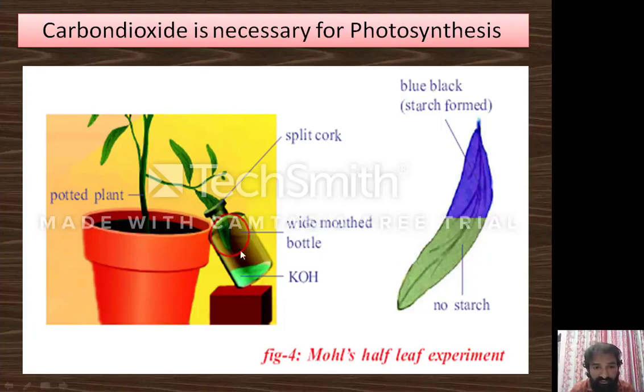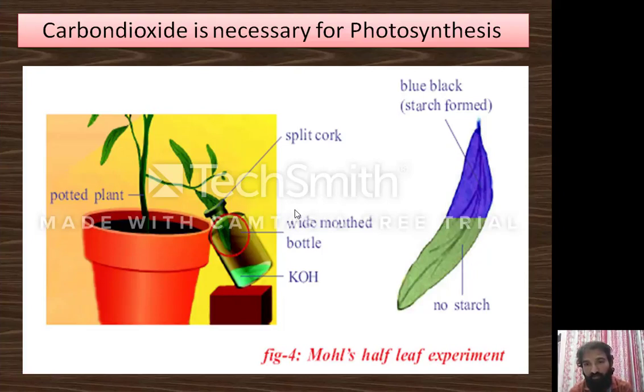Now we take this leaf and place it in hot water, then take it with forceps and place it in methylated spirit in a boiling tube placed in a hot water bath. What will happen? The leaf loses its chlorophyll and turns pale yellow, as we already discussed in the previous experiment. That pale yellow leaf is taken into the petri plate and a few drops of iodine are added.